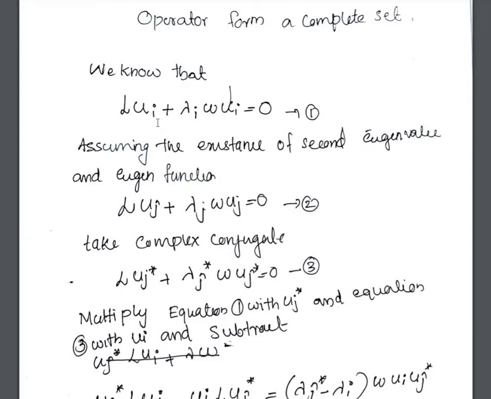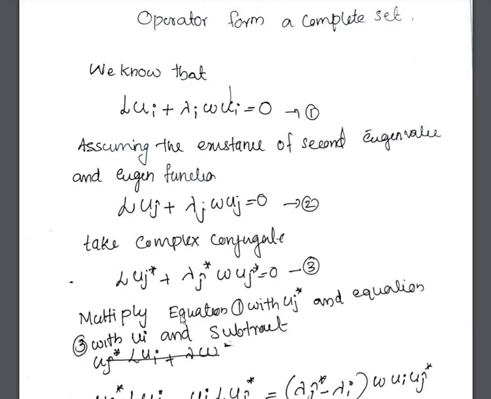So L ui plus lambda i w ui is equal to 0. That is our eigenvalue equation. Assume the existence of a second eigenvalue and eigenfunction, that is uj. So L uj plus lambda j w uj is equal to 0. When we take the complex conjugate of this equation, that is equation number 2, you will get L uj star plus lambda j star w uj star equal to 0.